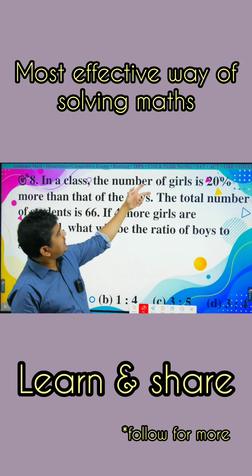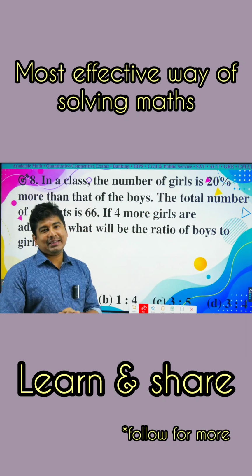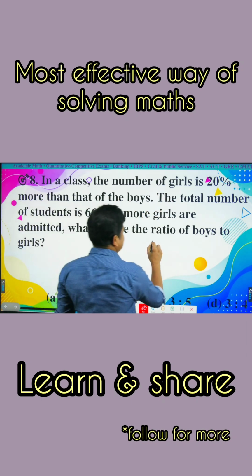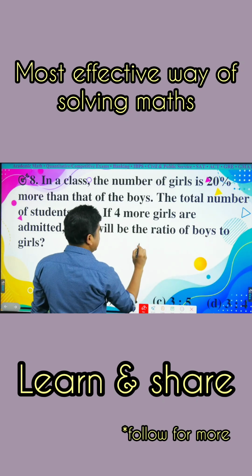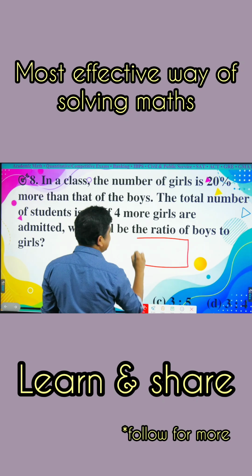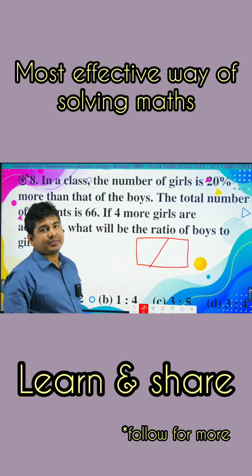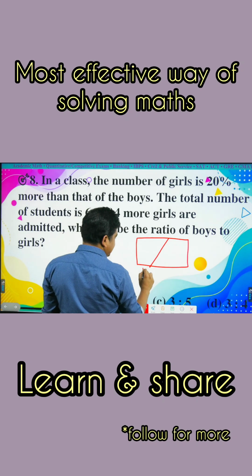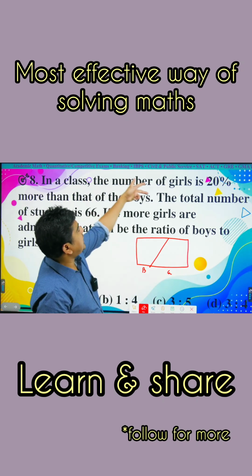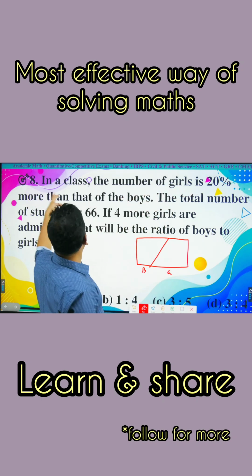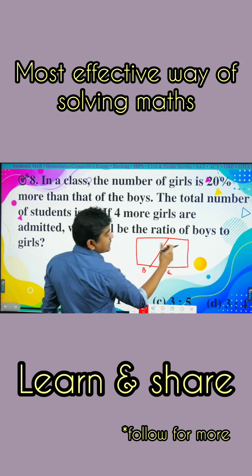In a class, the number of girls is 20% more than the boys. There is a class. In this class, there are boys and girls. This side is the boys and this side is the girls. In a class, the number of girls is 20% more than that of the boys.